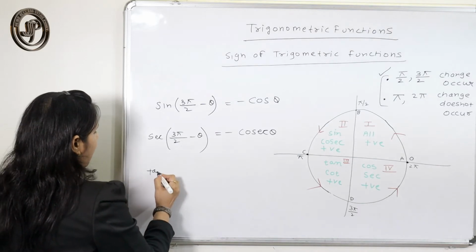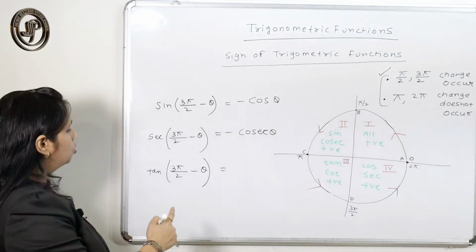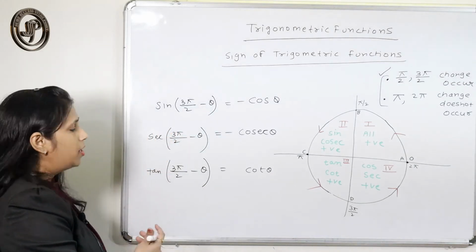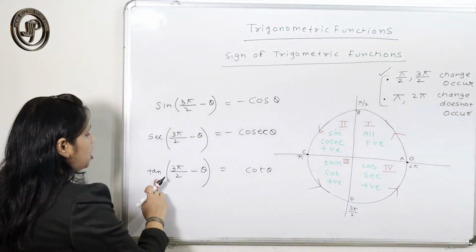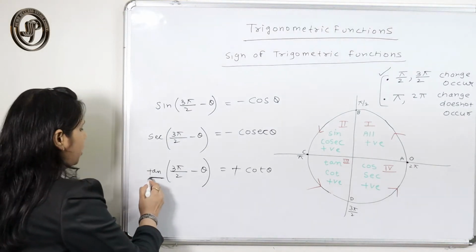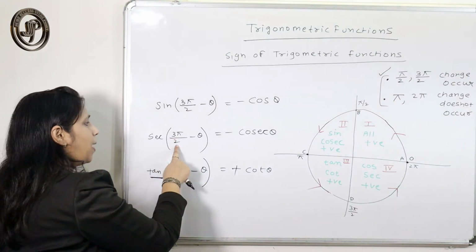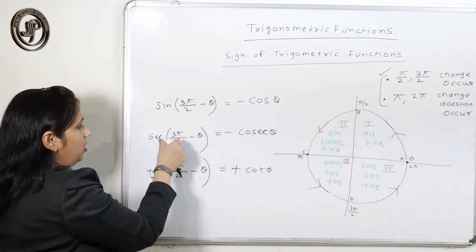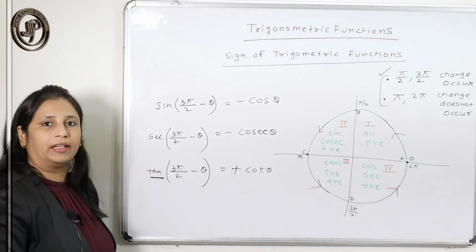Fine. Same way tan 3 pi by 2 minus theta. Okay. So 3 pi by 2 change occurs. Tan converts into cot. Now 3 pi by 2 minus theta means third quadrant, and tan in third quadrant is positive. We have to check the sign with the original trigonometric function, not with the result. So here I said that 3 pi by 2 change occurs, and we have to think about sec in third quadrant. Sec in third quadrant is negative. That's why I have put the negative sign here.